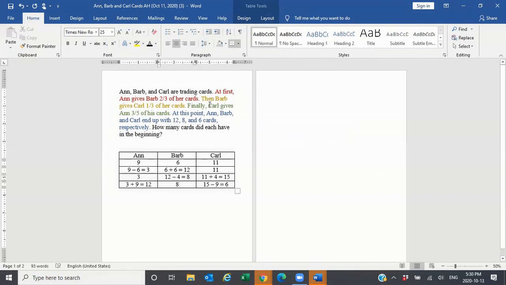Now, we checked our work. We've done the question using our original answers, and it gave us the number stated in the blue sentence. We checked it backwards and forwards, so we know our answers 9, 6, and 11 for Anne, Barb, and Carl are correct. So we know our answer is correct.